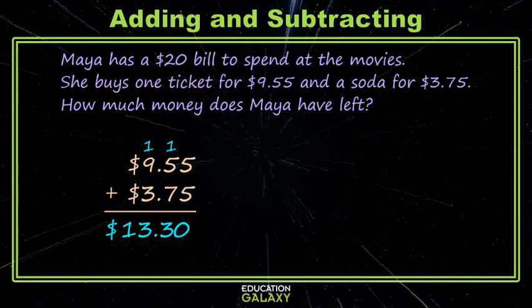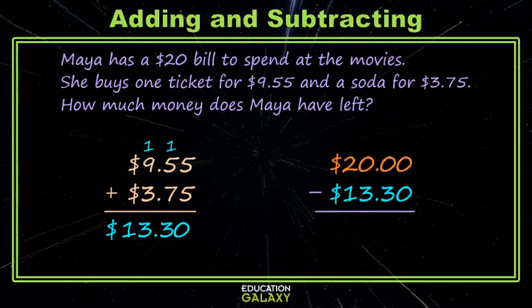No. We want to know how much money she has left. Well, she started with a 20 and then she spent $13.30. Does it look like that? No, we know we need to line up place values, so scoot your 20 over and then fill in zeros for pretty. Okay, now, are we all ready to subtract?